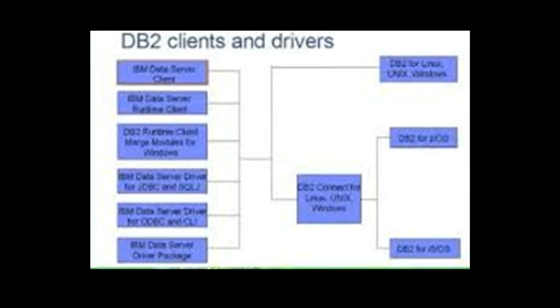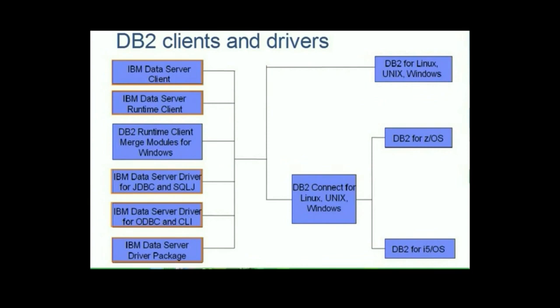On this chart, at the top left corner, you can see 3 clients listed. The client with the name starting with IBM Data Server can work not only with DB2, but also with other IBM data servers such as Informix. The IBM Data Server client is the most complete. It includes graphical tools and all required drivers for different programming languages.